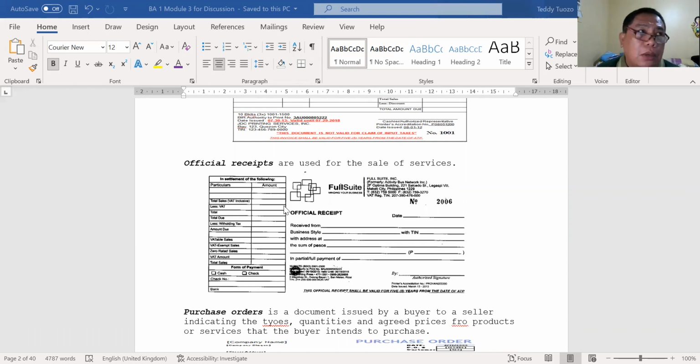Yes, no? Basically, if you are offering services, there is nothing to enumerate. What are the goods that you sell? That's why you don't. When you offer services, you don't issue a sales invoice, but instead you issue official receipts.